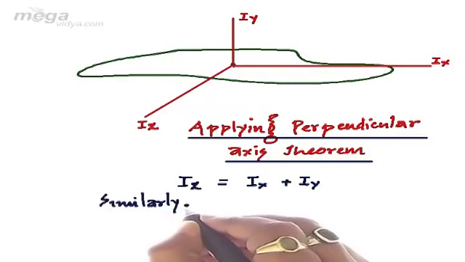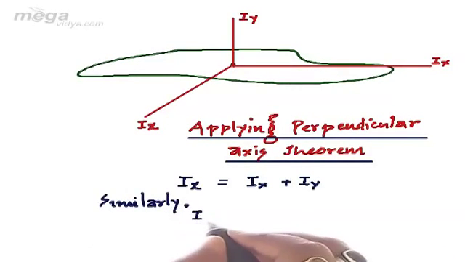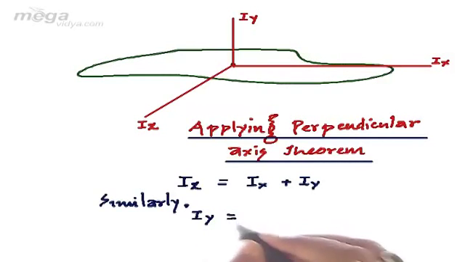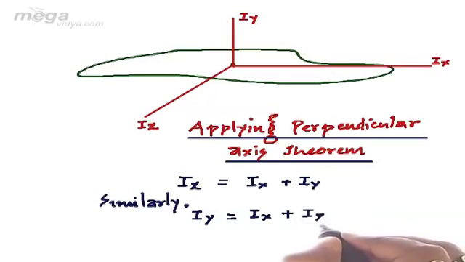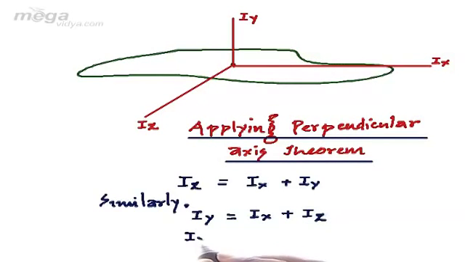Similarly, we can say the moment of inertia about the y-axis, that is Iy, will be equal to Ix plus Iz, and that about the x-axis, that is Ix, will be equal to Iy plus Iz. We are not going to use any algebraic method. Just the moment of inertia about any perpendicular axis will be the sum of the moments of inertia about the two given axes. We can take some examples.